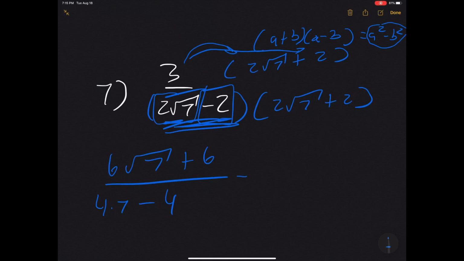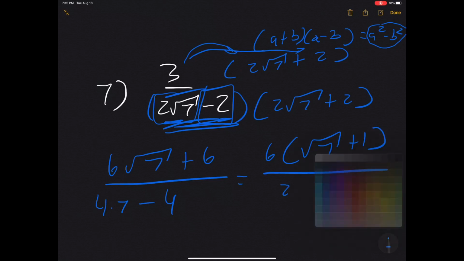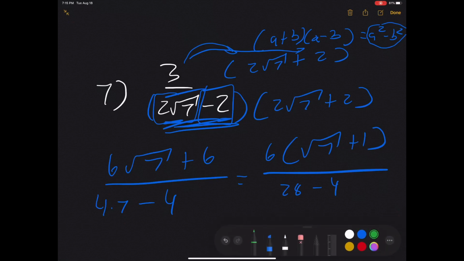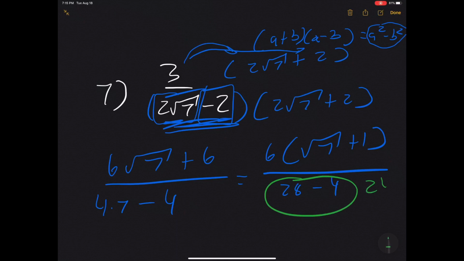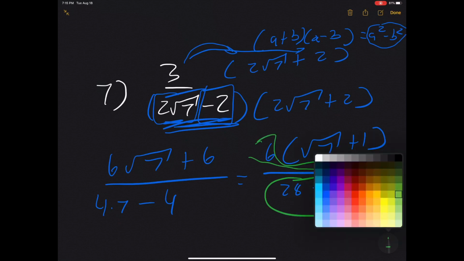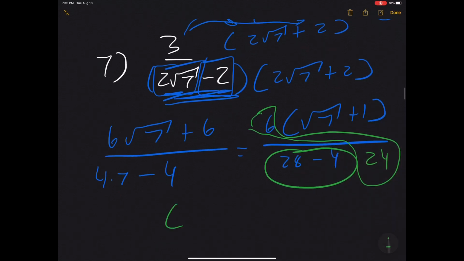And now I simplify. This is equal to 6 times root 7 plus 1 over 4 times 7 is 28 minus 4. And 28 minus 4 is equal to 24. So I see right away that I have 6 over 24. So this fully simplifies down to root 7 plus 1 over 6 over 24 is just 1/4. So it's over 4. And this is my fully simplified, rationalized denominator, problem 7.